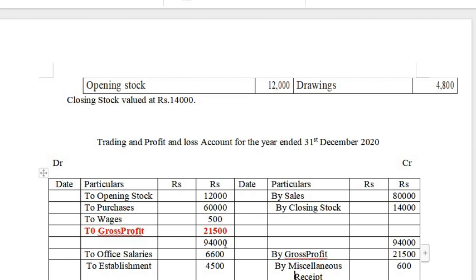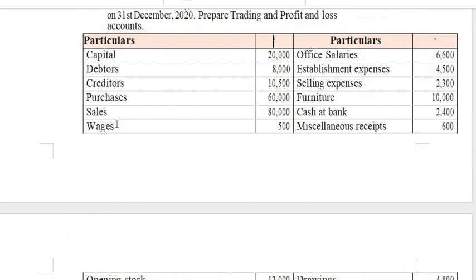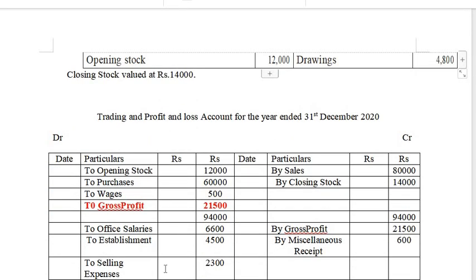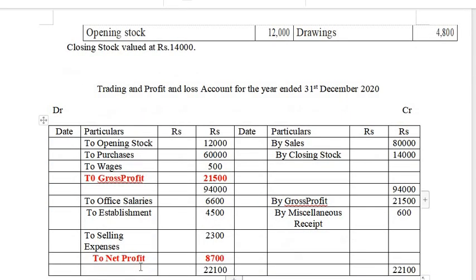The first thing you have to do is transfer the result from the trading account, the gross profit. That's why I'm writing here by gross profit 21,500. Then you have to write all indirect expenses and indirect income on the P&L account. So what are the indirect expenses given? Your office salaries, establishment expenses, selling expenses, these three are indirect expenses. That's why in the P&L account I have written office salaries, establishment expenses and selling expenses.